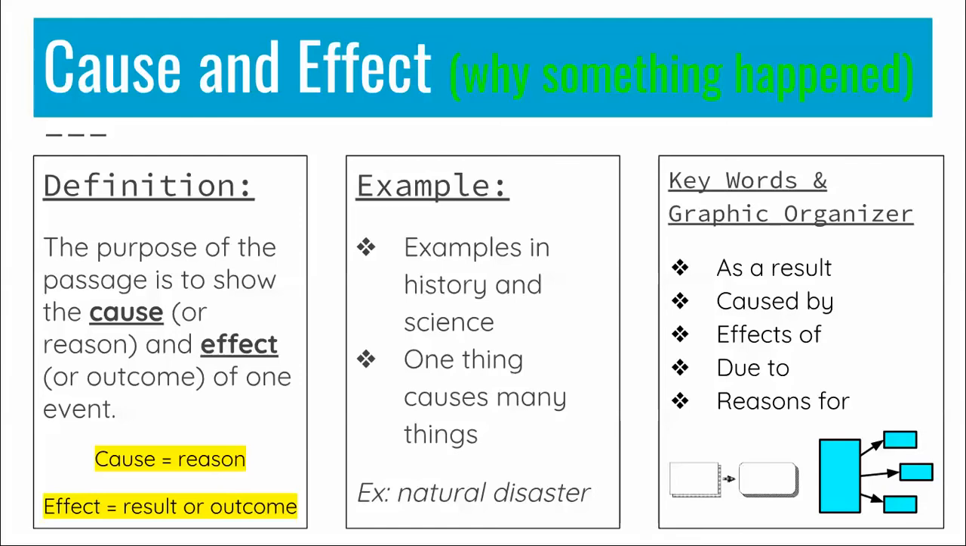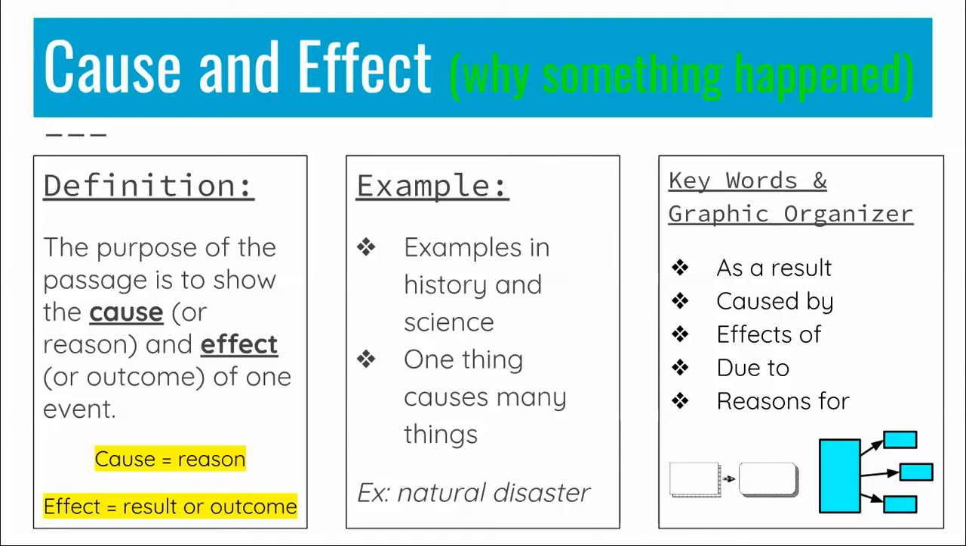You need to remember that one thing can cause many things to happen, or many things can cause one thing to happen. There were many causes for World War I. But the Depression caused many things to happen. So you can have one cause and one effect, or many causes and one effect. So it can be a little confusing. Take a look at the keywords and graphic organizers in the 3rd column.